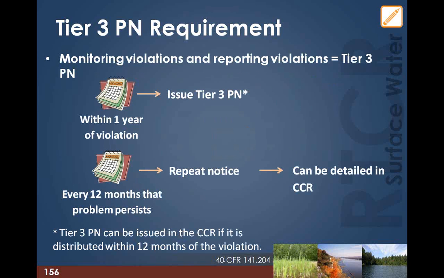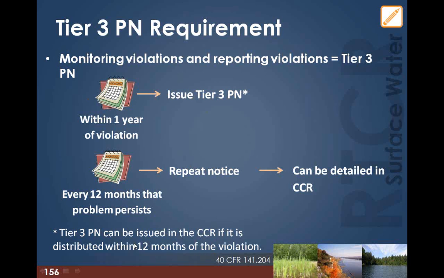Then finally, Tier 3 public notification. This is required for monitoring violations and reporting violations that trigger Tier 3 public notification. And I'm going to talk about that because there's a little wrinkle in there, and it's not really spelled out in the slide. But within 1 year of the violation, the system has to issue Tier 3 public notification.